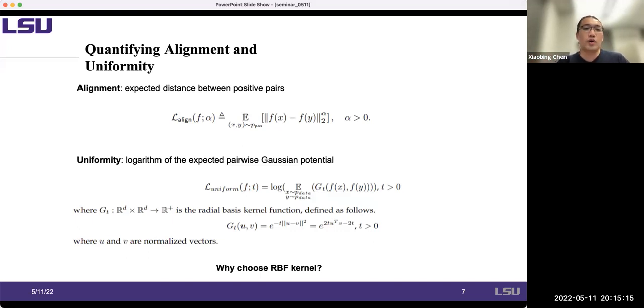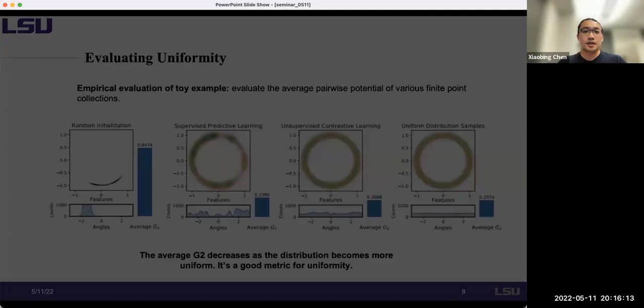And for the uniformity, to measure it, they use the logarithm of the expected pairwise Gaussian potential. Here, x and y are independently sampled from the data distribution. In this case, we regard those two x, y as negative pairs. And the Gaussian potential is just a radial basis kernel function that maps the R^d times R^d space to the positive reals. So we want to ask why we choose this RBF kernel to measure the uniformity. And here is an example.